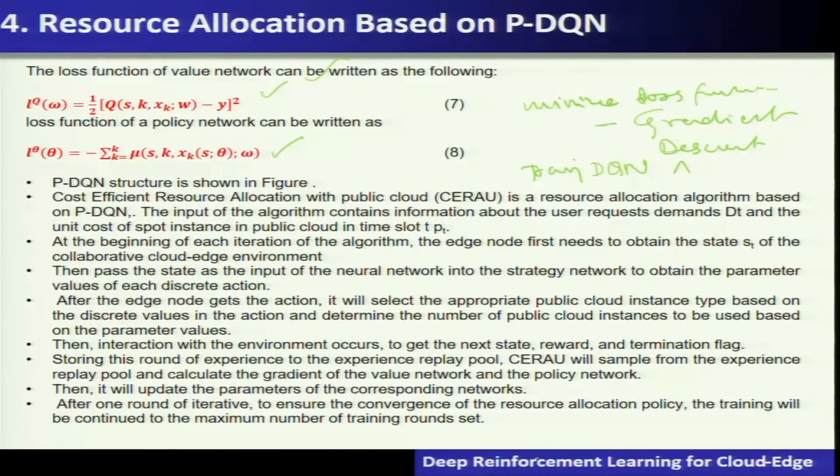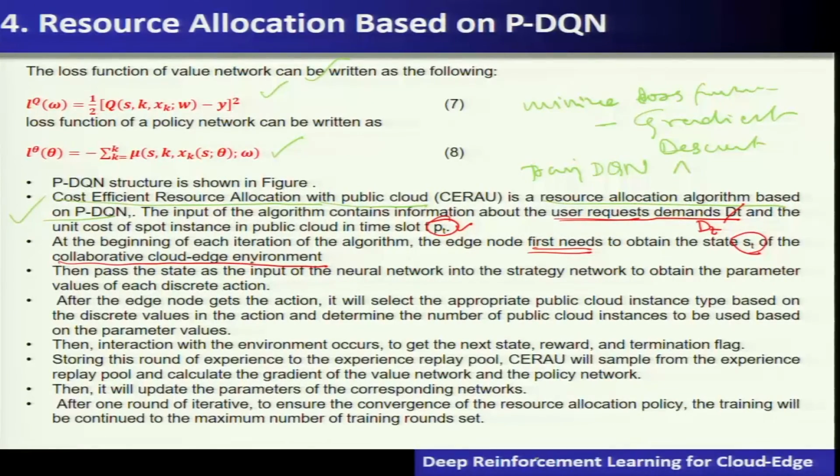So let us understand again that the cost efficient resource allocation with the public cloud is nothing but a resource allocation algorithm which is based on PDQN that we have already covered. The input of the algorithm contains the user request demands d_t, and the unit cost of the spot instance in a public cloud is written as p_t, that we have already explained. At the beginning of each iteration of the algorithm, the edge node first needs to obtain the state s_t of the collaborative edge environment.